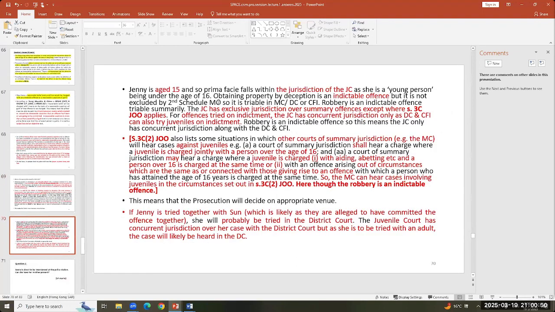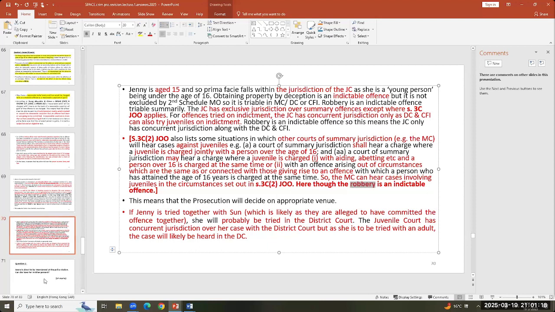Jenny is aged 15 though, so she is a young person. And in this case, it's not robbery, it's obtaining property by deception. So it's an indictable offense, but it's likely that she would be tried together in the district court with Sun. So the likely venue for them both is district court. This is very similar to what we said before for the robbery. I'll change that on the slide. It's not robbery; I've just copied and pasted from the earlier slide. That's why I've made that error.